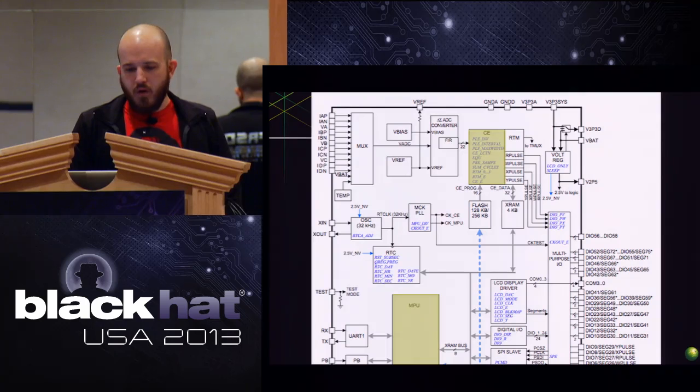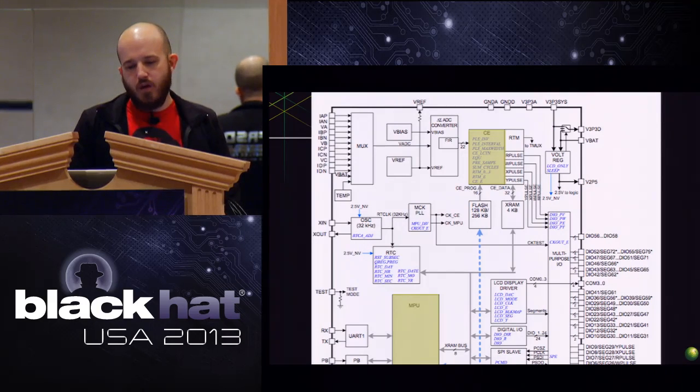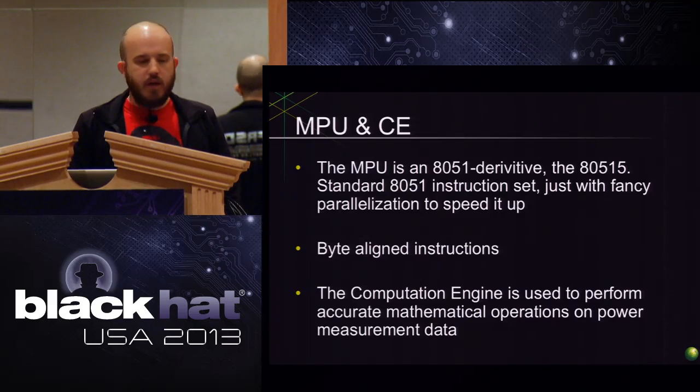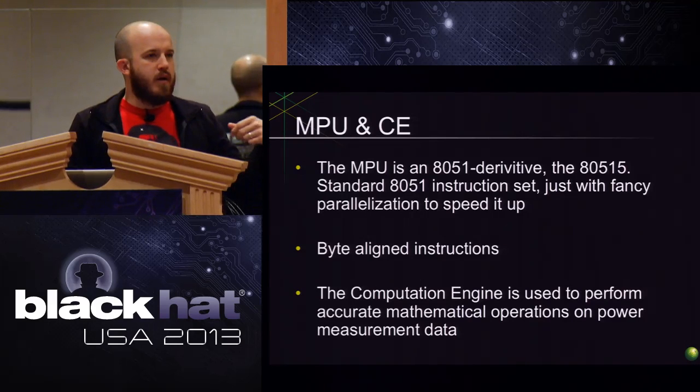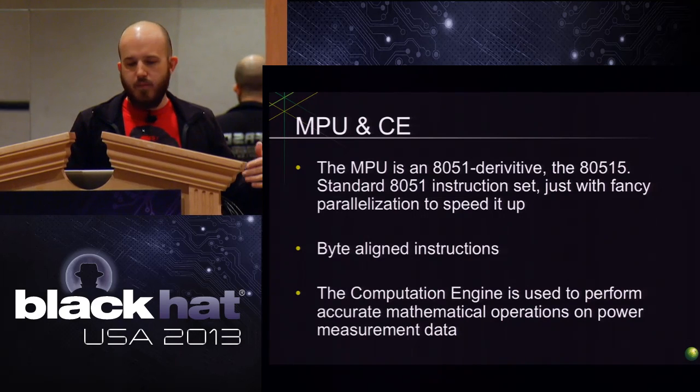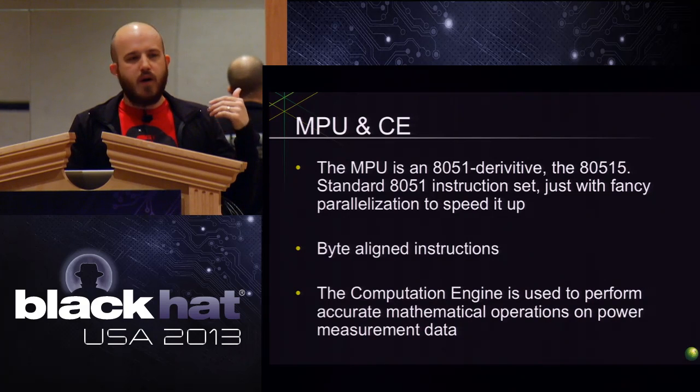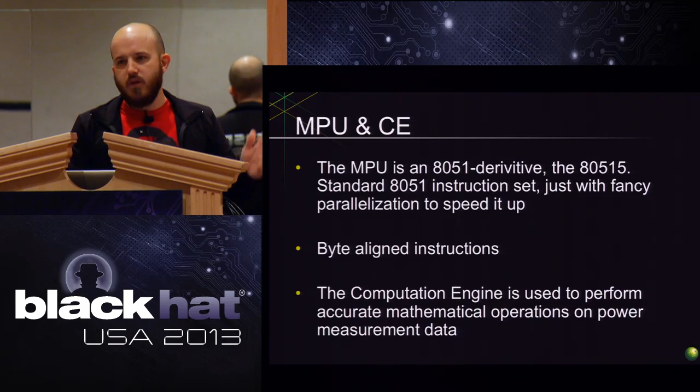So zoom in a little bit, and we're going to look at these two to start with. What we're looking at here, that's the MPU microprocessor, and the CE is something specific for doing the power measurement calculations. So the MPU, the 8051 derivative, that's an Intel chip that's been around forever. That one's very, very ubiquitous.